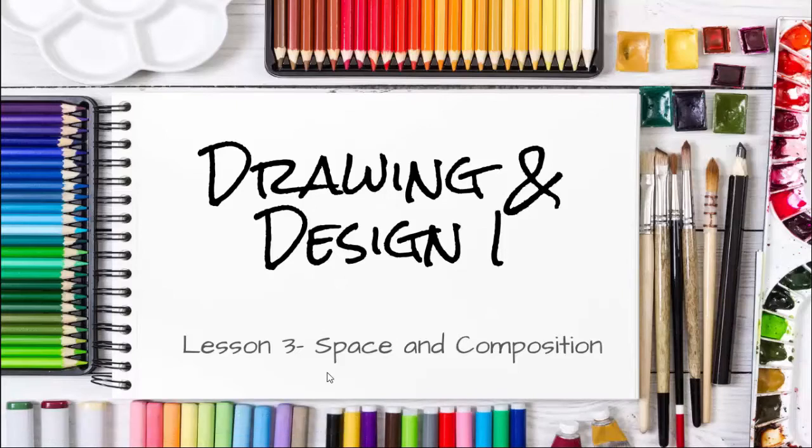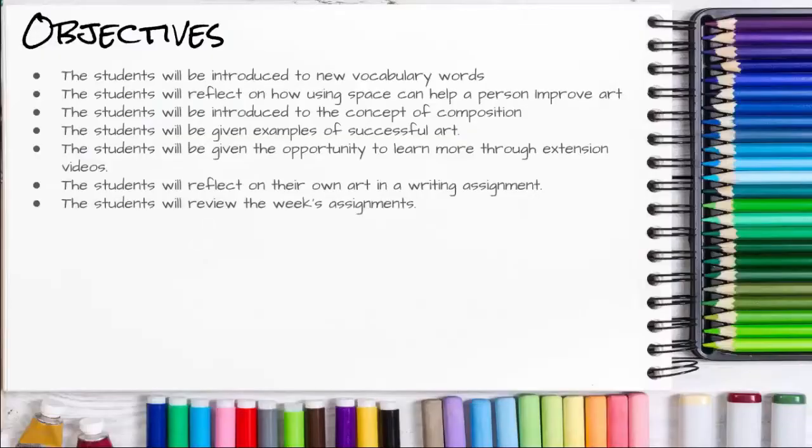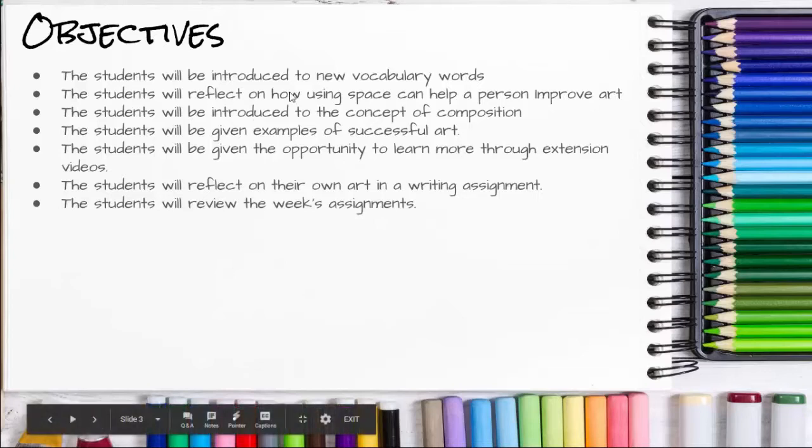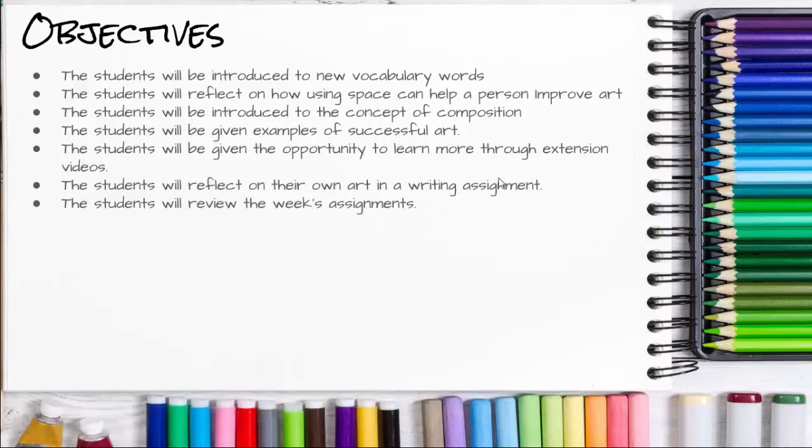I'm going to give you some advice, some general information on space and composition in an artwork, and I'm going to give you some of my rules to creating better art. So basically, I want to introduce you to some vocabulary words. I want you to talk about composition. We're going to talk about how using space can help you improve your art. I'm going to show you some examples of successful art.